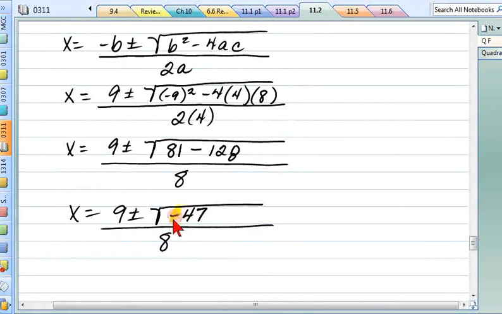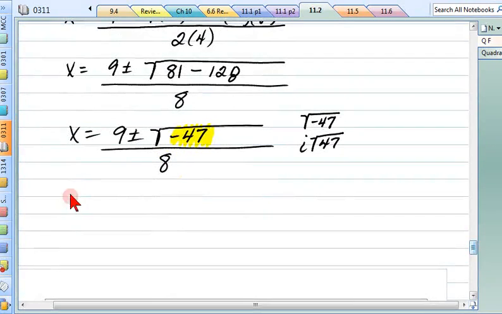Remember, the kind of number you have right here tells you the kind of answers you're going to have. If you have the square root of negative 47, now 47 is a prime number, so that's not going to simplify, but what about the negative piece of it? Doesn't it come out as an i times the square root of 47? I just can't do anything with the number 47. So that gives me x is equal to 9 plus or minus i times the square root of 47, all over 8.